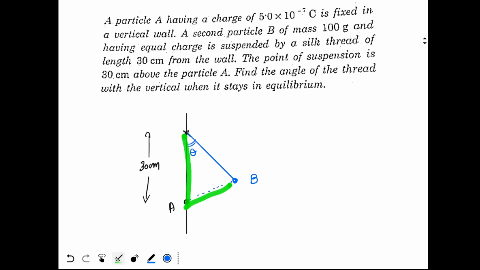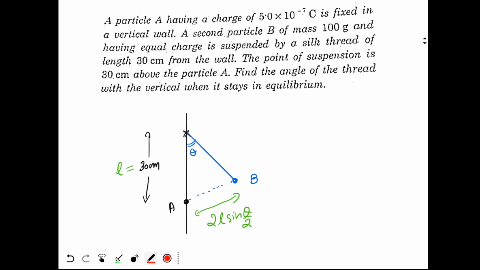So this will be an isosceles triangle, correct? That means if I drop a perpendicular over here and take a 90 degree, so this angle will be theta by 2. So half of this side will be equal to 30 centimeter into sine theta by 2. So this total length will be how much? This total length will be equal to 2L sine theta by 2, where L is 30 centimeter. We will put the value of L later on.